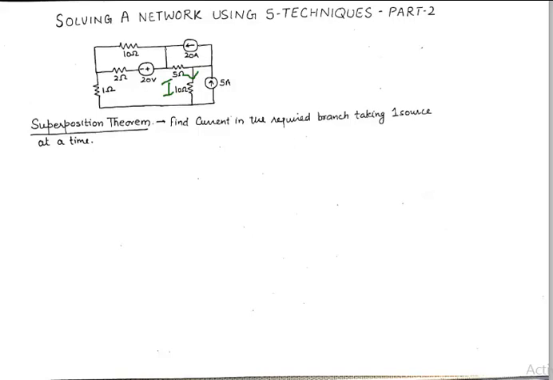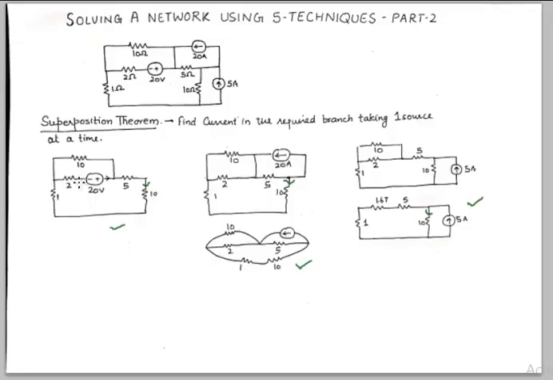Now we have 3 active sources, 1 voltage source and 2 current sources. So we'll need to solve this network thrice to find the current in this branch, and then we'll add those currents depending upon the direction of the currents. When we take the 20 volt voltage source, the network reduces to this form. When we take the 20 ampere current source, the network reduces to this form. And when we take the 5 ampere current source, the network reduces to this form.